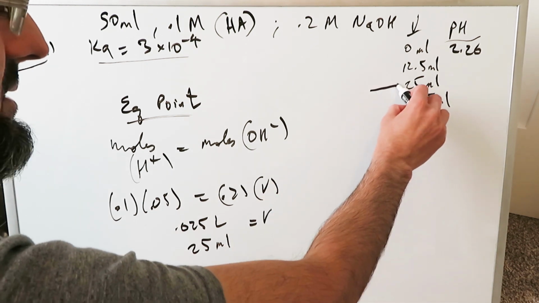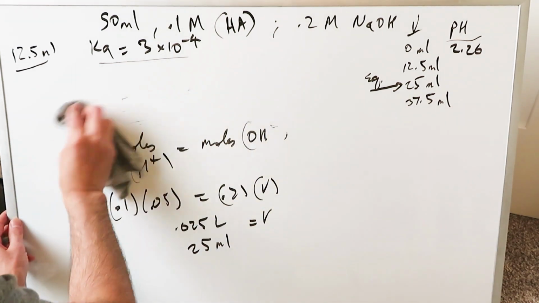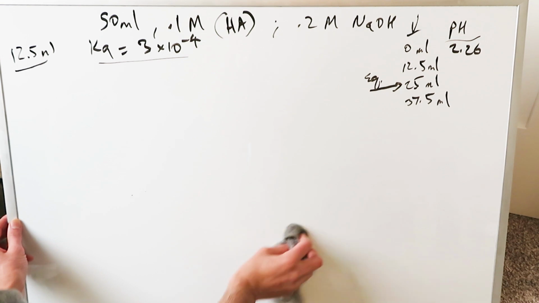I know that when I reach this point, I have my equivalence point right over there at 25 ml, so we have to keep that in mind. And we will. But we're not there yet, because we're going to look at 12.5 ml, and let's do that. Remember, this equivalence point calculation could have been done at the very beginning, but at some point you should do it.